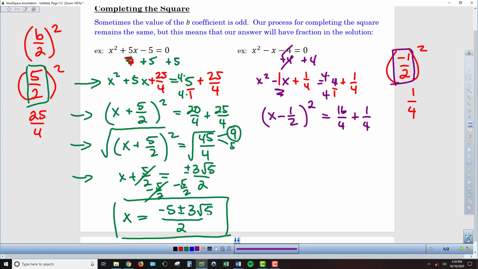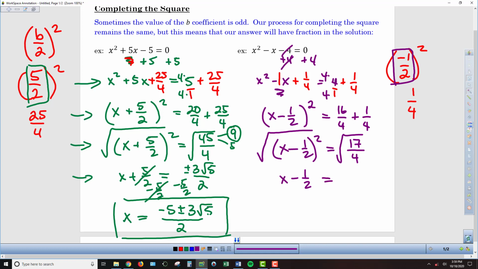So over on the right hand side, I'm going to add these two fractions together. Denominator stays the same. 16 plus 1 is 17. On the other side, I still have this x minus 1/2 squared. So now I'm going to take the square root of both sides. So on the left side, the square and the square root cancel each other out. So I'm left with x minus 1/2.